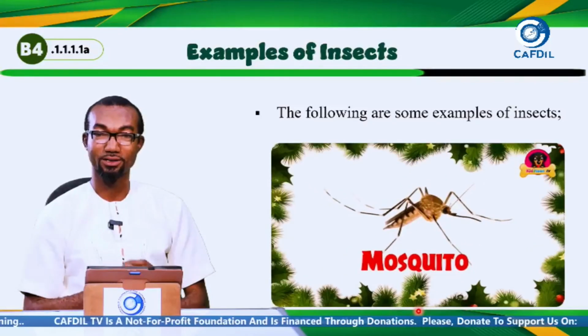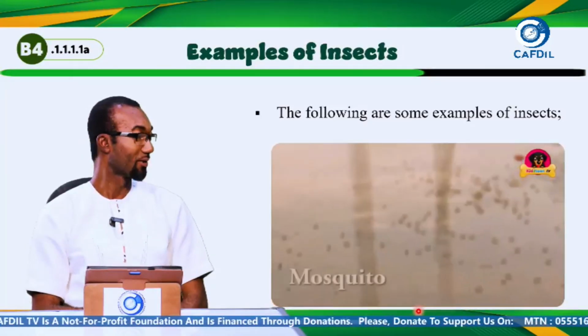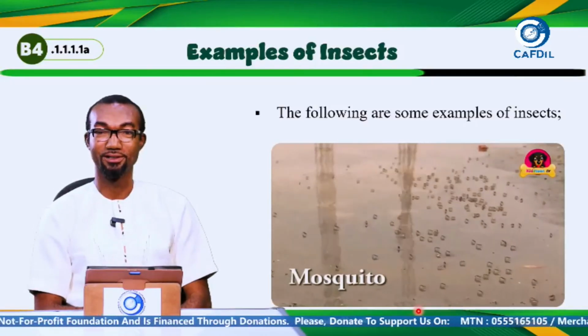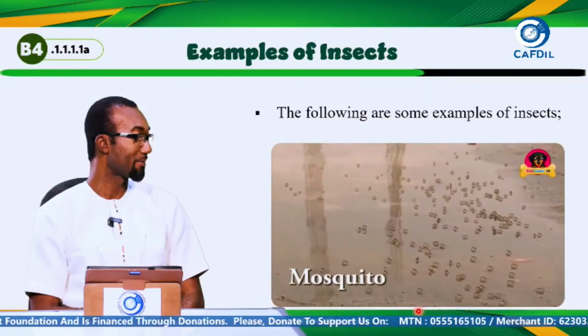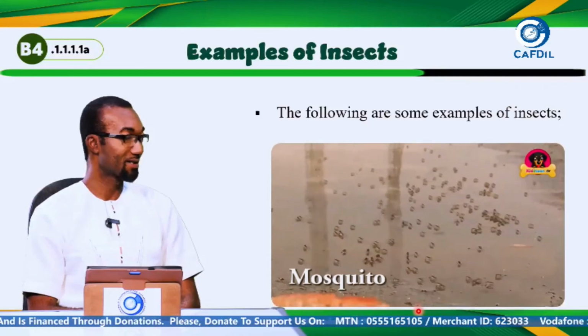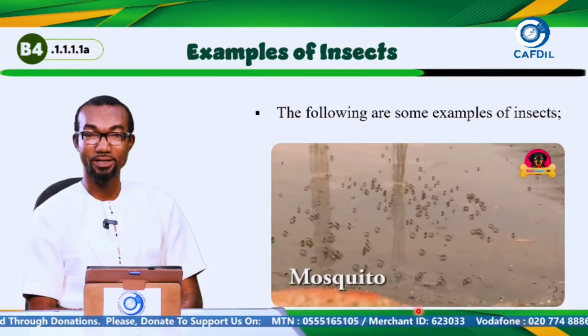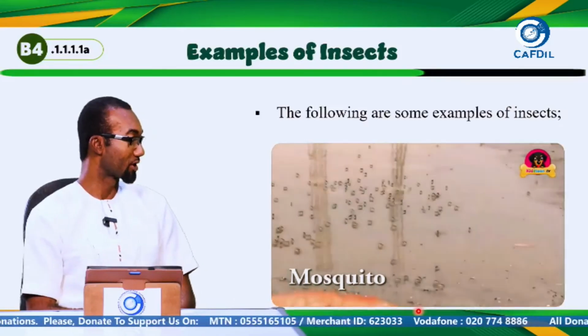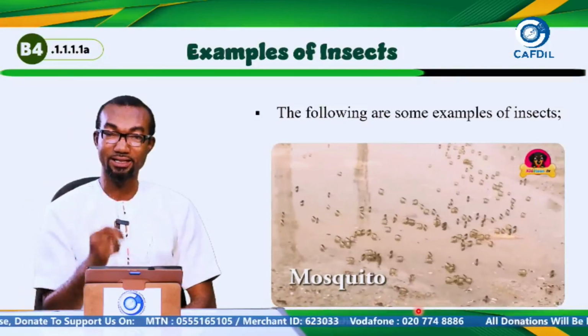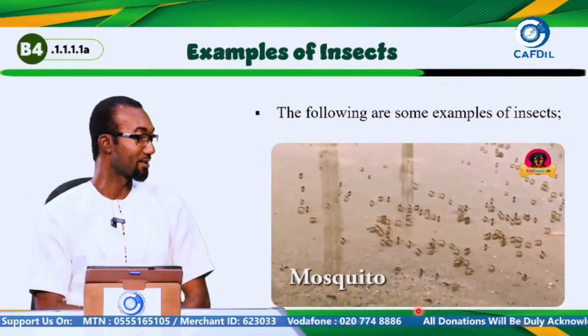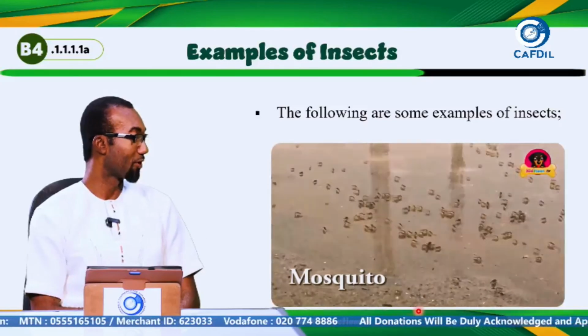The next one is the mosquito. We all don't like mosquitoes. During the night, they disturb us a lot, and they also give us a disease called malaria. So we don't like the mosquito. So the mosquito too is an example of an insect.